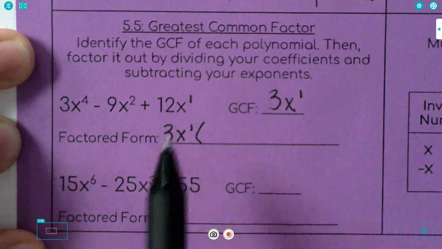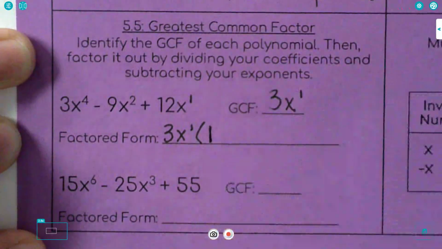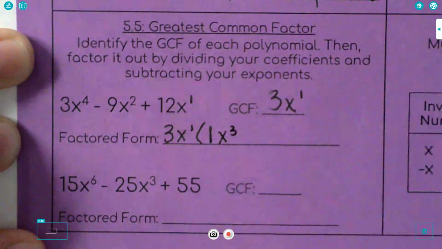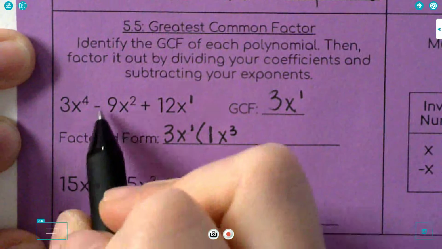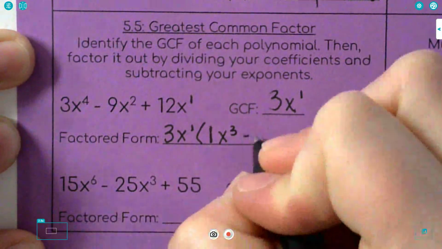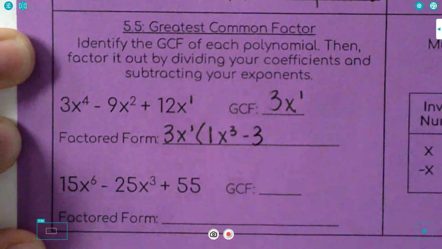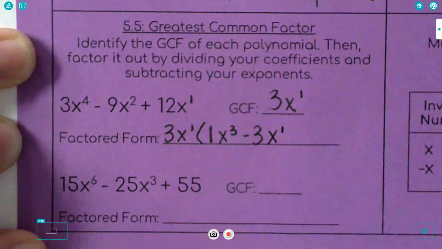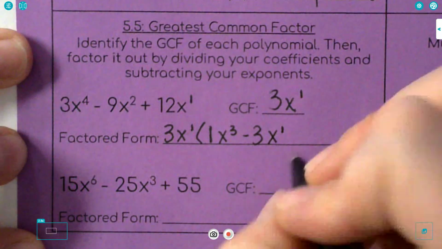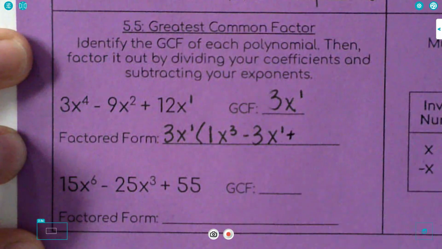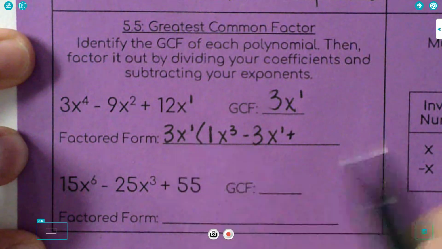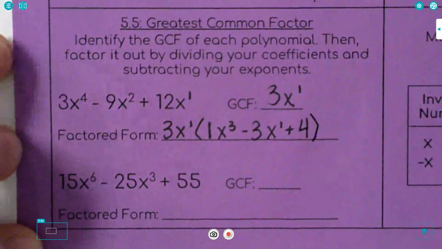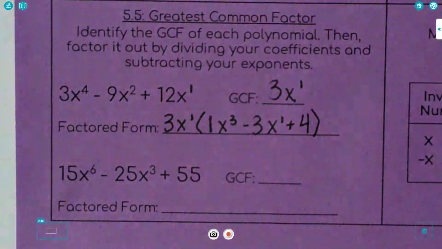3 divided by 3 is just 1. I subtract my exponents. 4 minus 1 leaves me 3. Negative 9 divided by 3 is negative 3. Subtract my exponents. 2 minus the 1 leaves behind 1. And then my last term, 12 divided by 3 is 4. 1 minus 1 leaves behind no x's. You should always factor out all of the x's from your last term.